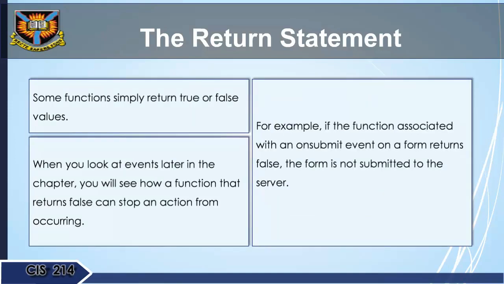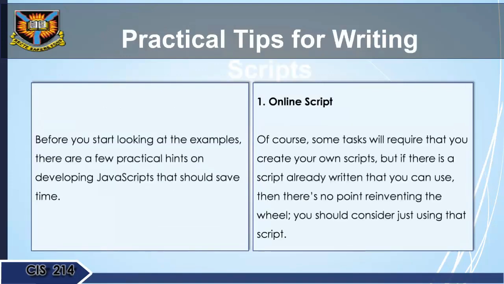Some functions simply return true or false values. When you look at events later in the chapter, you will see how a function that returns false can stop an action from occurring. For example, if the function associated with an onSubmit event on a form returns false, the form is not submitted to the server.